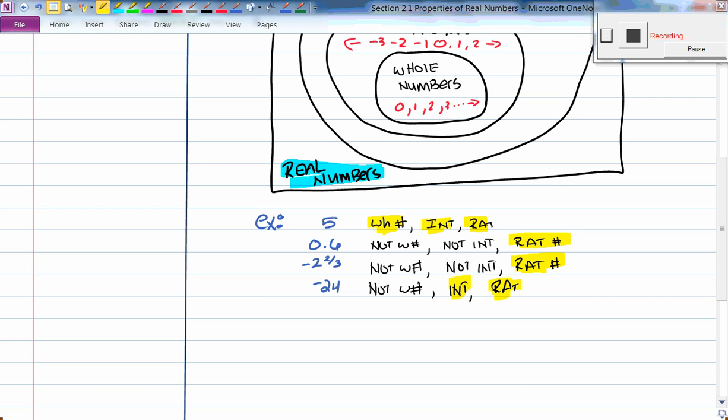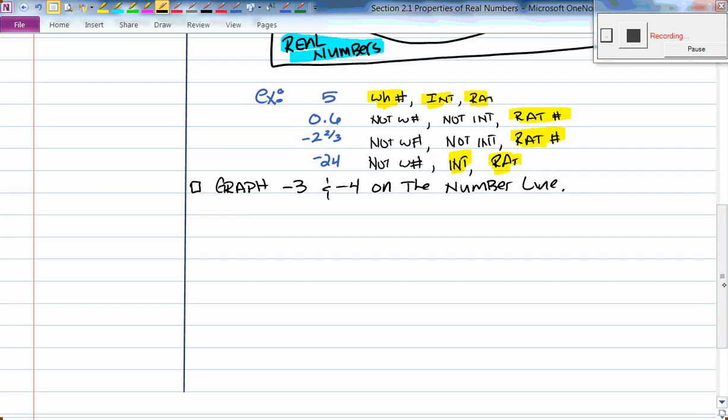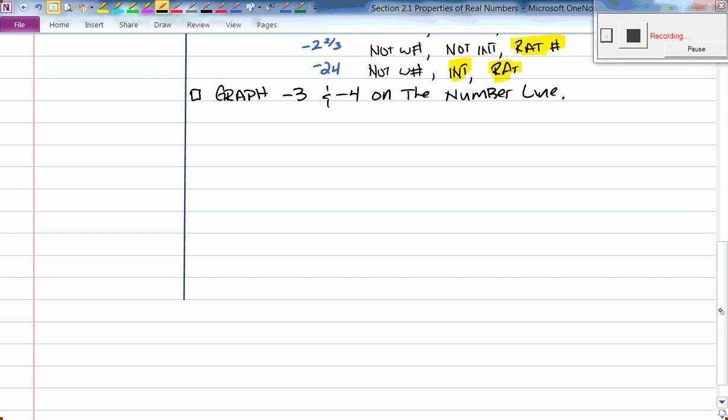Yes? Good. Great. Okay, here's the second box. Okay, here are the directions. Graph -3 and -4 on the number line. We're going to graph -3 and -4 on the number line.